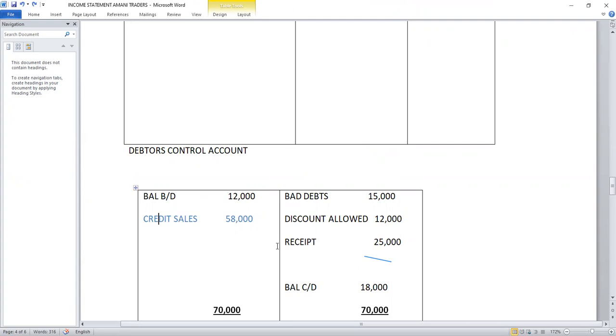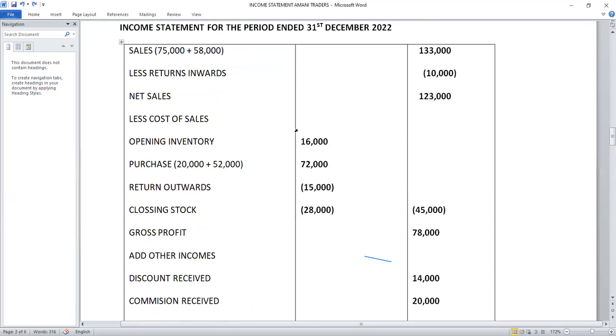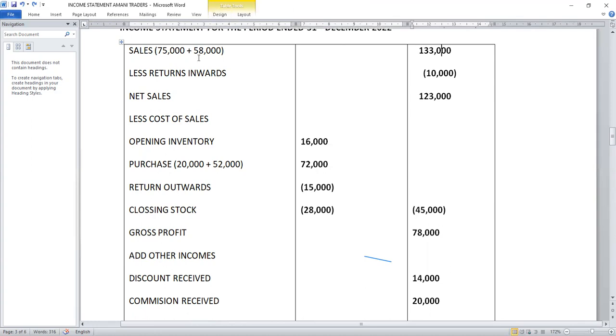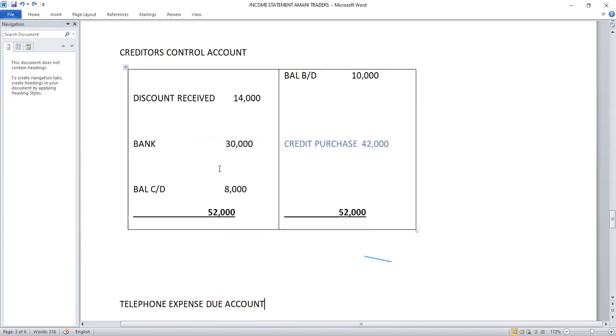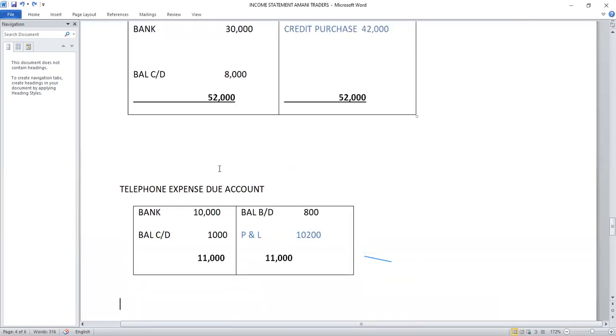This credit sale of 58,000 becomes the balancing figure, which we are now going to add back to our sales. Taking that 75 plus 58, we get 133. Now, from sales, we less the return inward of 10,000, which was there in the question. Then we get the net sale. From this net sale, you less the cost of sales. Remember, opening inventory was 16,000, and for purchases, we only have the cash purchase. So you need to calculate the credit purchase. And for you to get the credit purchase, you need to open what you call the creditors control account.